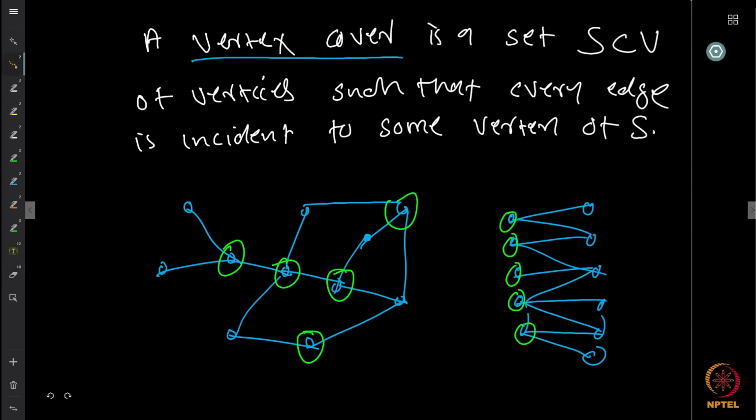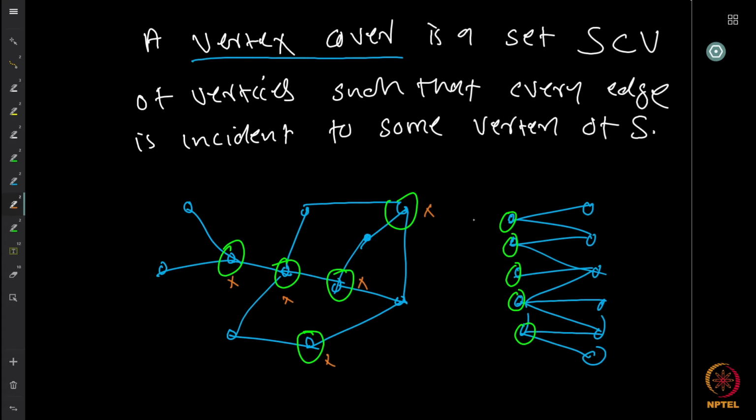So what is this? This is our graph G, and we have this cover. This vertex, this vertex, this vertex, this vertex, and this vertex cover all the edges, because if I take any edge, any of the blue edges, it is incident to at least one of these vertices. This is incident to both edges, that is okay. Every edge is incident to at least one of these. Such a subset of vertices is called a vertex cover.